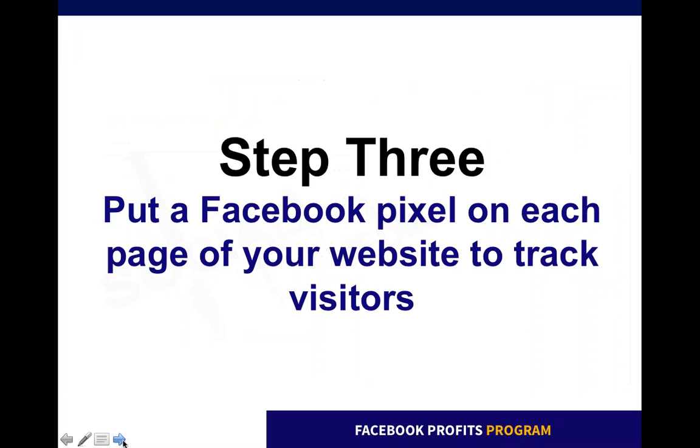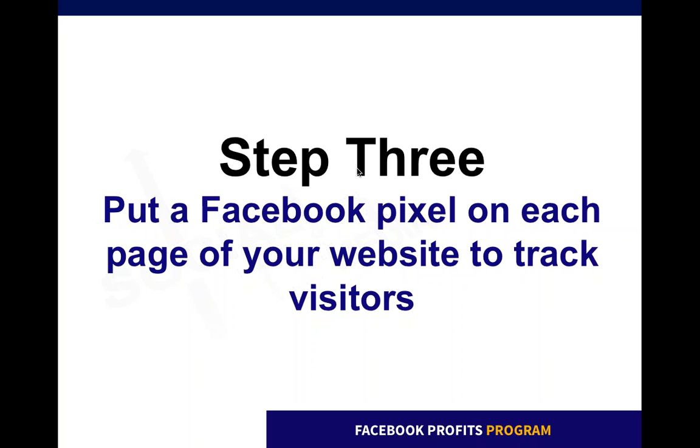So we've got a like campaign. Step two is posting relevant stuff on your blog post, on your website, so that we can do step three. Step three is we want to put a Facebook pixel on each page of your website to track the visitors. So let's go into a little bit more detail and break that one down for you.